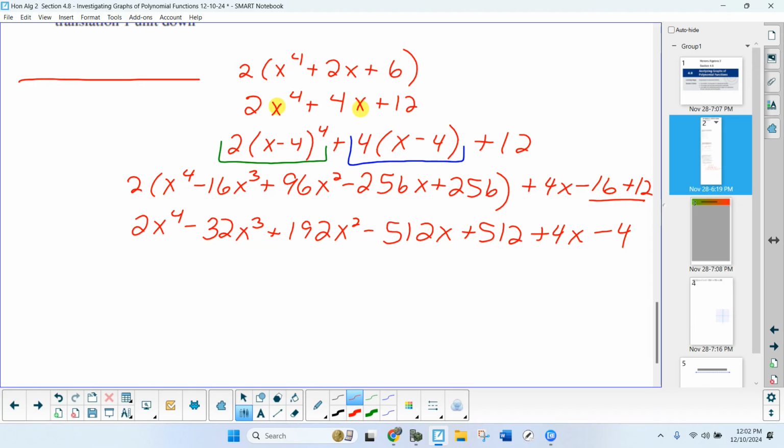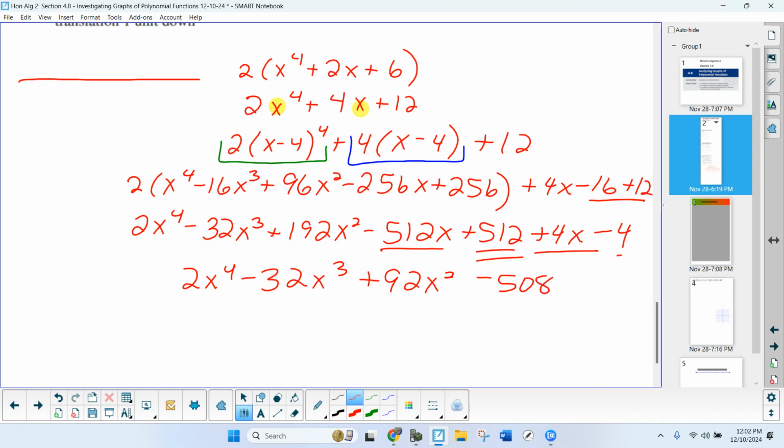And now clean all of that up together, and that's where I got 2x to the 4th minus 32x to the 3rd plus 192x squared. I could put those together. Where's my x's? To get minus 508x, and then these two together to get plus 508.